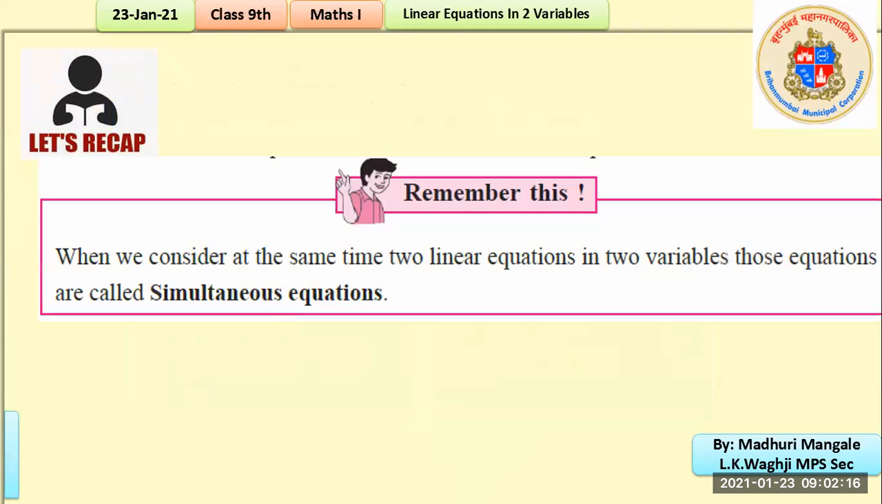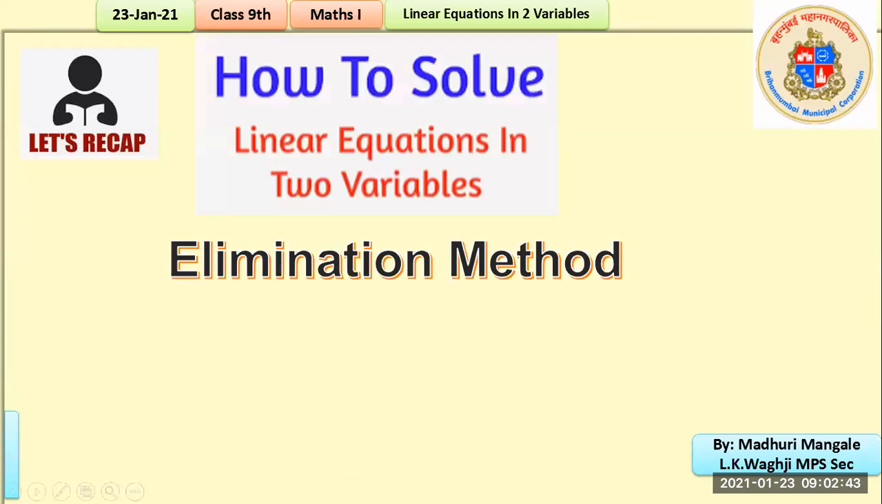what is the meaning of simultaneous equations. Simultaneous equations means that when we are looking at two linear equations in two variables at the same time, that is called simultaneous equations. Here you can see an example. These are two equations in p and q, so these are called simultaneous equations, right? And lastly, we saw how to solve these simultaneous equations using the elimination method.